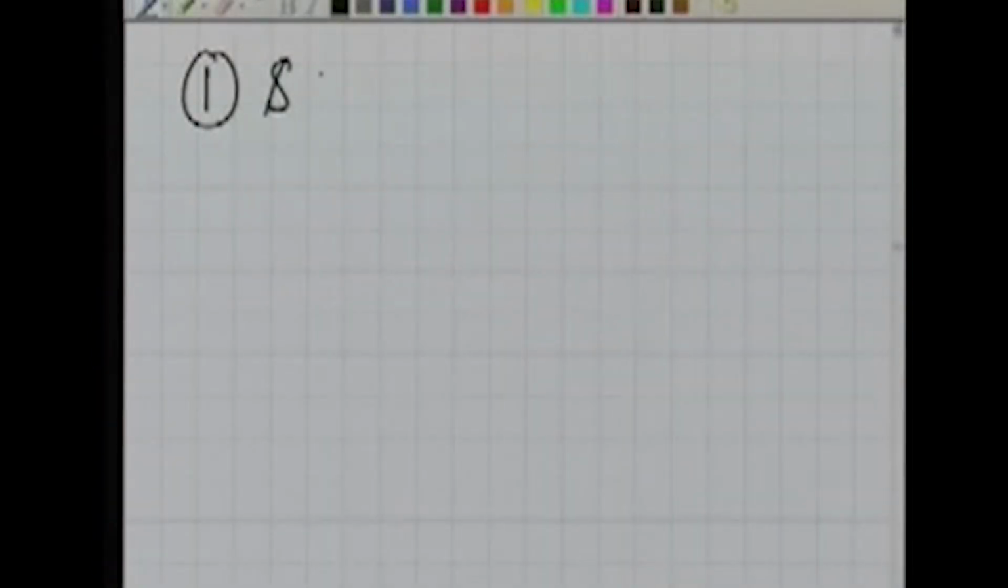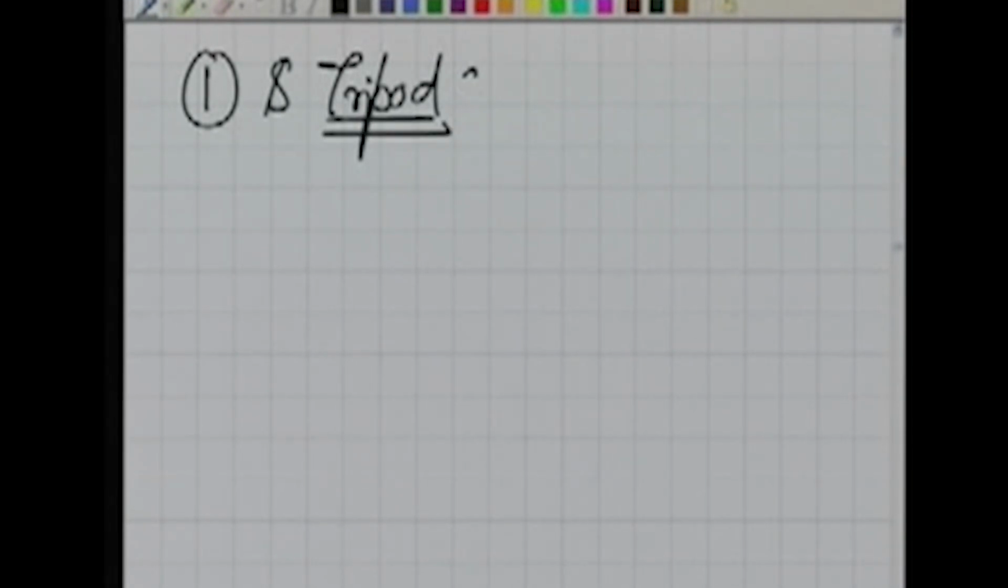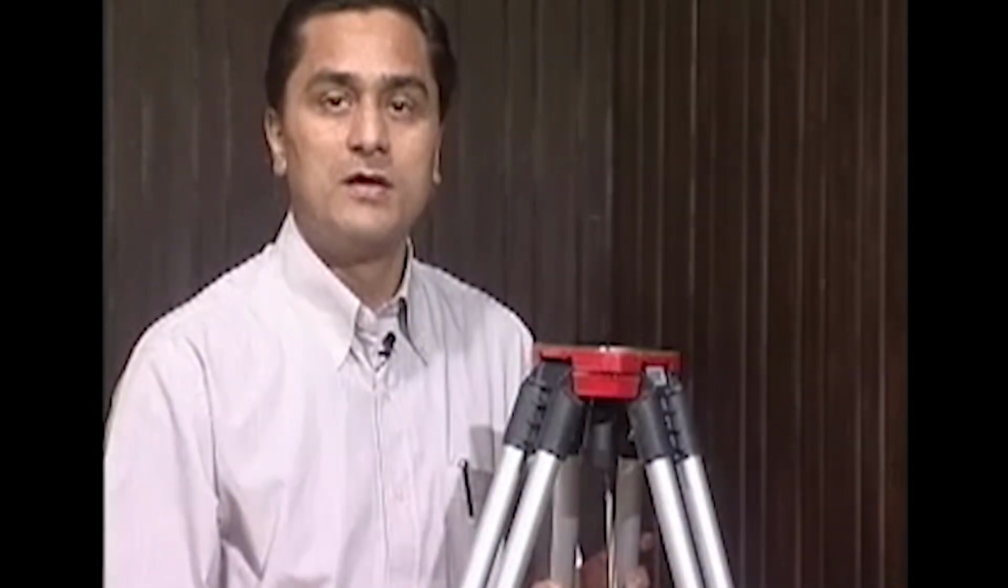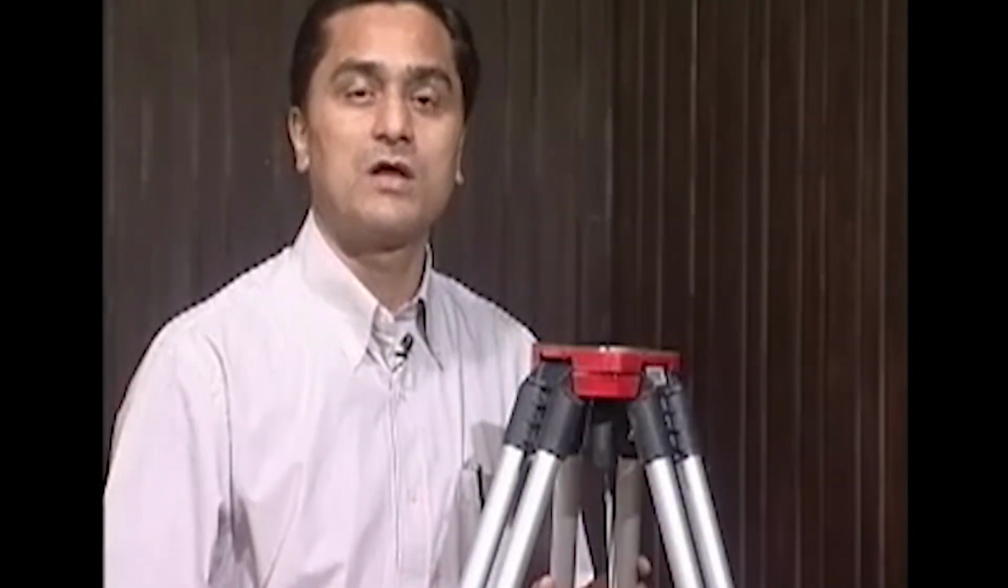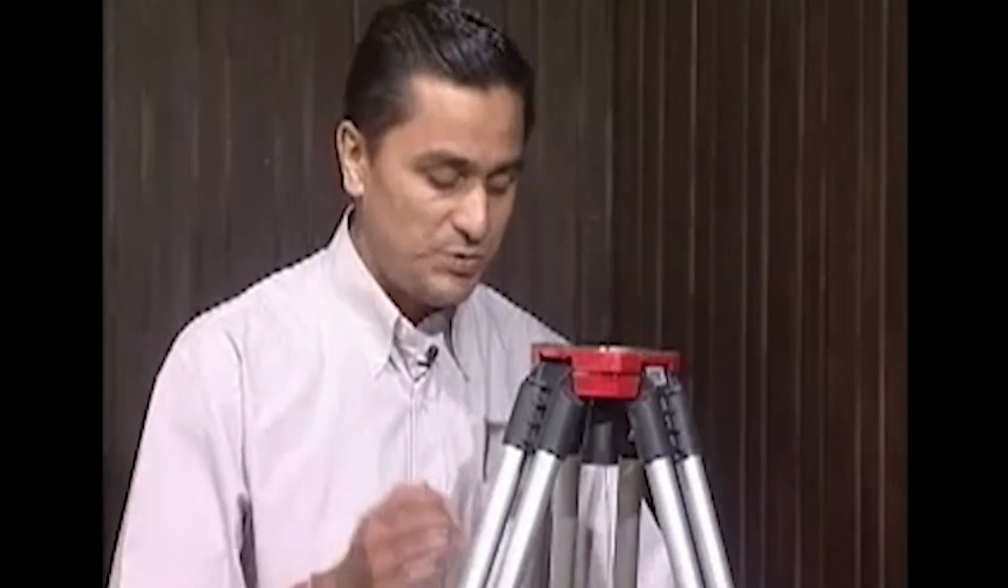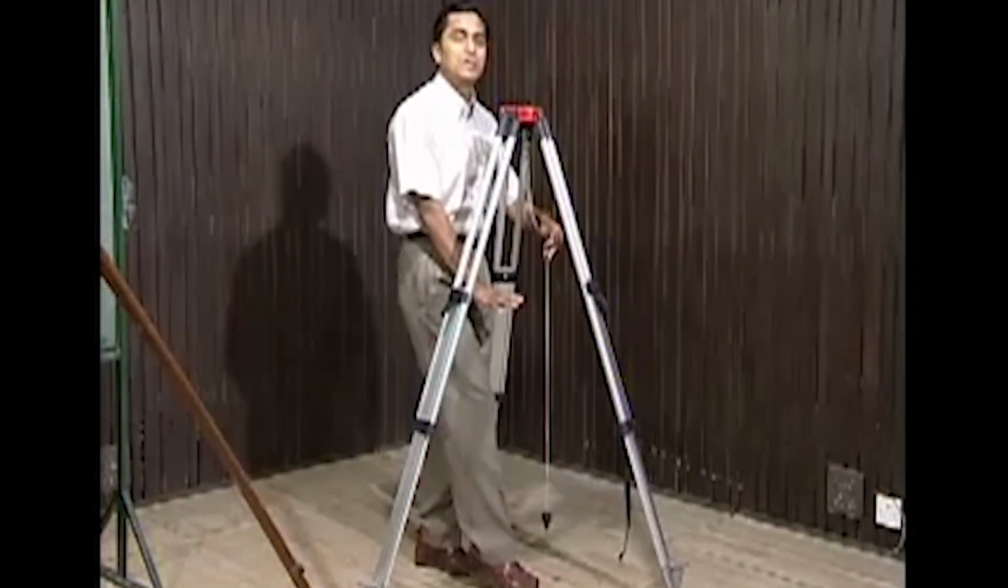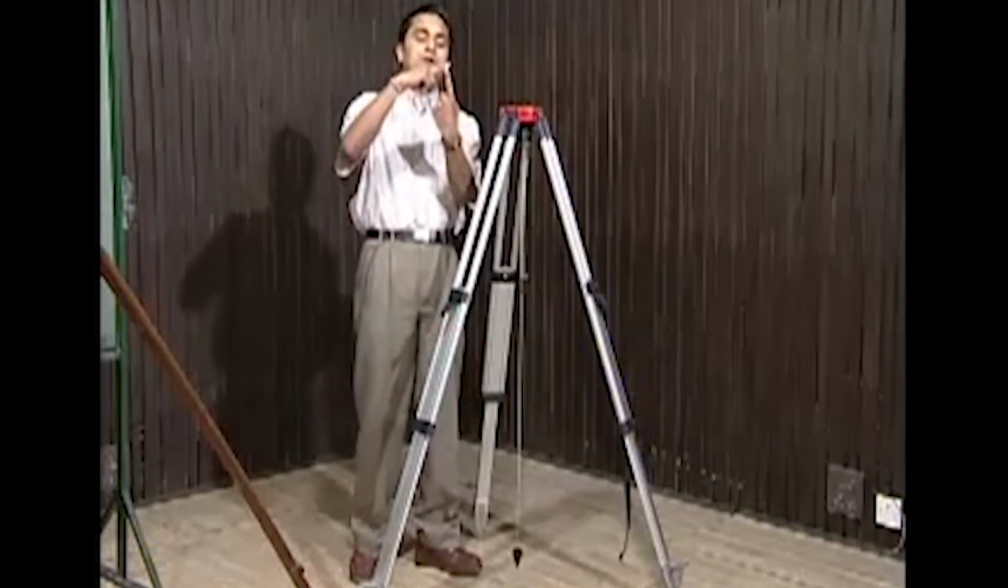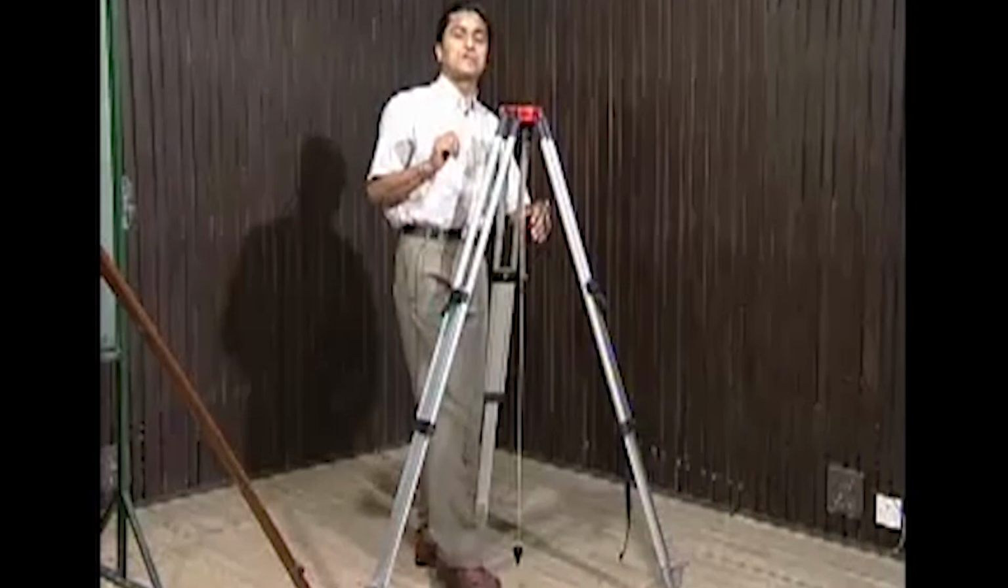Now in these temporary adjustments, we will start with the tripod. What do we need to do with the tripod? Maybe we are in the field now, and we are over that point B at which we have to measure the angle. The B point is somewhere here in the ground, and you know how that B point is marked, maybe by paint, or on top of that iron nail that we are talking about.